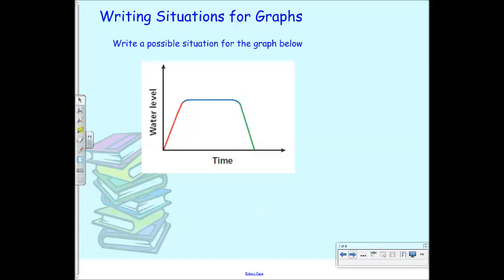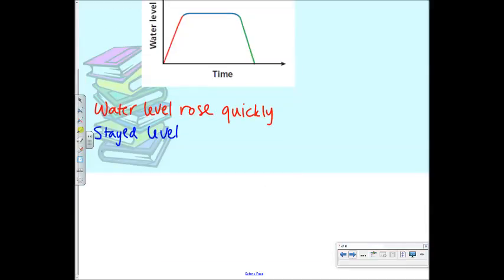So let's say, for instance, let's do the red part. What happened in the red part? So the water level rose. Did it rise quickly, slowly? It rose pretty quickly, right? So it rose quickly. All right, what happened in my blue section? It stayed the same, so the water stayed level. All right, and then what happened in my green section? All right, so in my green section, the water level fell. Quickly, slowly? Pretty quickly.